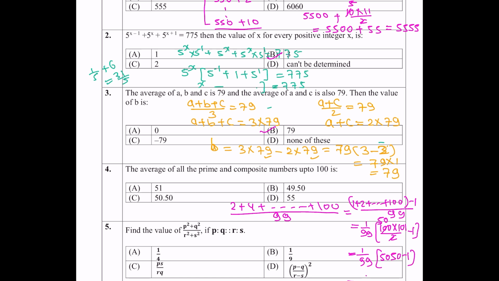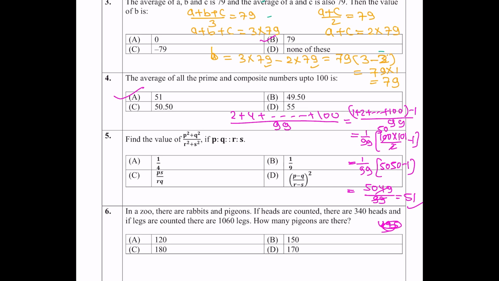So again here this value is 5049 upon 99. If I divide, we are getting 51, because 99 fives are 495, and if you subtract that, the value we got after the division is 51. So for this question, option A is the correct one.